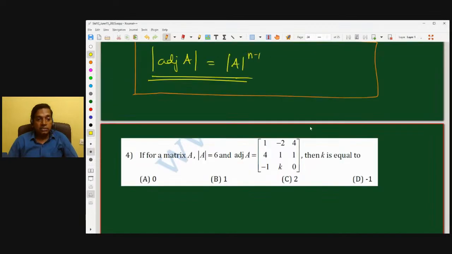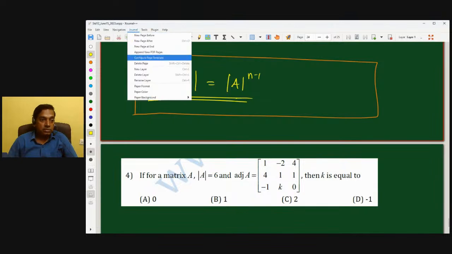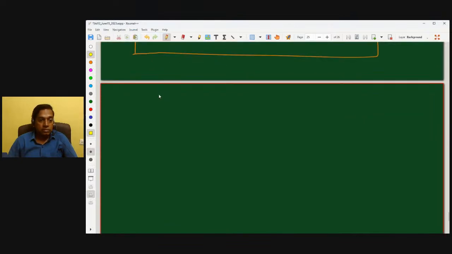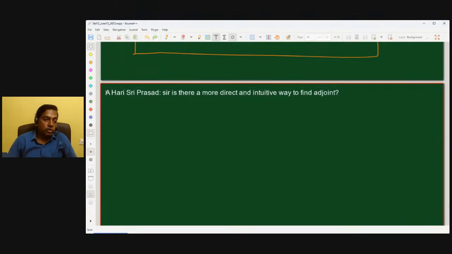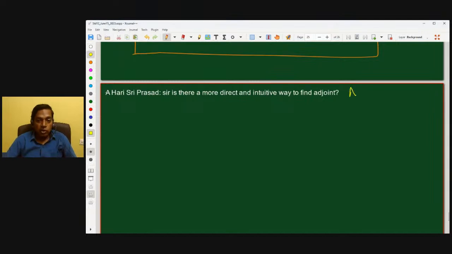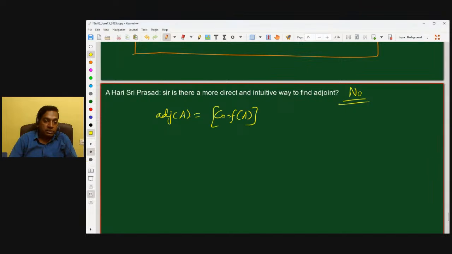A few questions. Hari Prasad has asked, is there a more direct and intuitive way to find adjoint? No. If there was, that's what I would have taught you. Adjoint A is cofactor of A times transpose. This is the most direct. Okay, I won't call it intuitive and easiest.